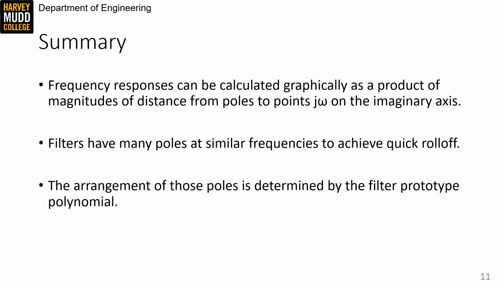So in summary, frequency responses can be calculated graphically as a product of magnitudes of distance from poles to points j omega on the imaginary axis. Filters have many poles at similar frequencies to achieve quick roll-off, and the arrangement of these poles is determined by the filter prototype polynomial.